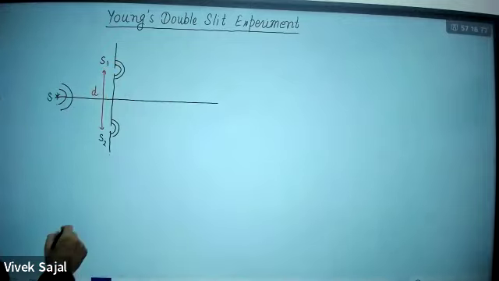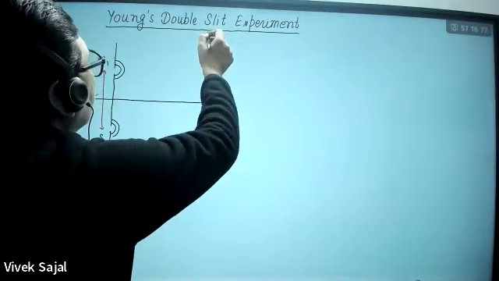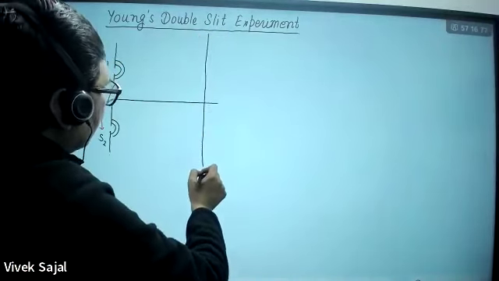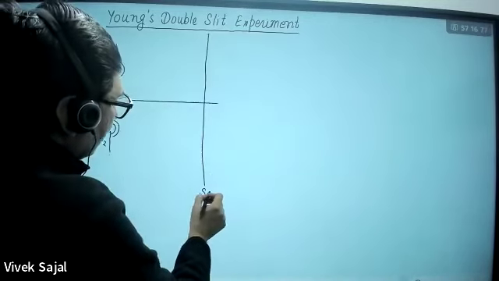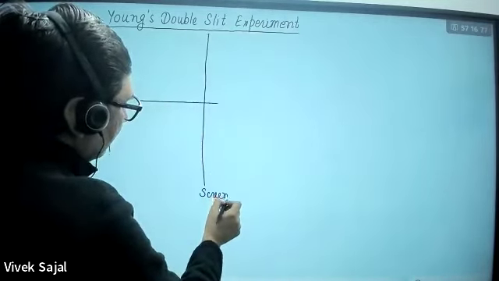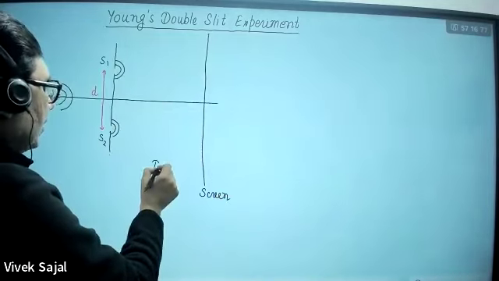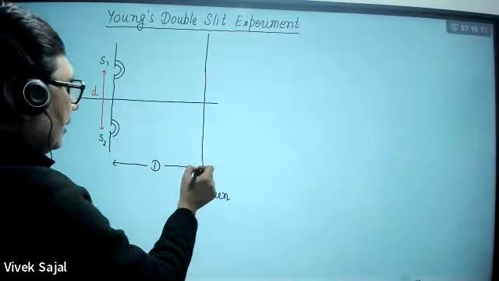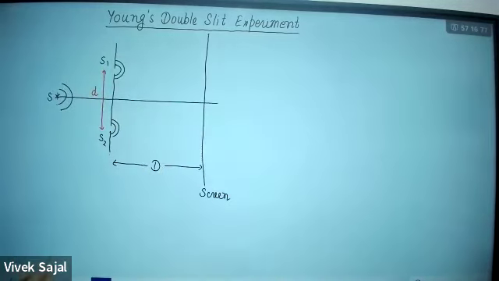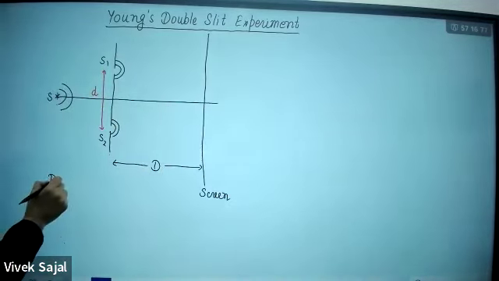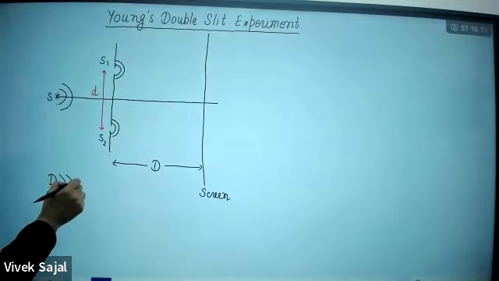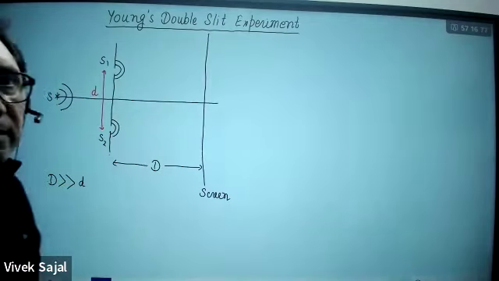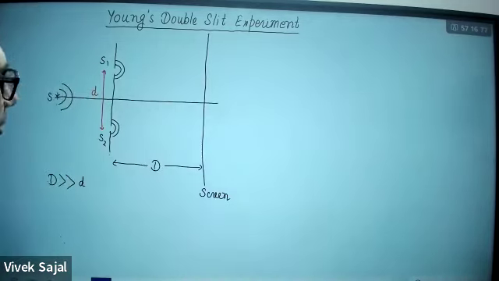And we place a screen here at a distance capital D. So this is a screen, and the separation between the slit plane and the screen is capital D. What you have to remember here is that this capital D is very, very large as compared to small d.